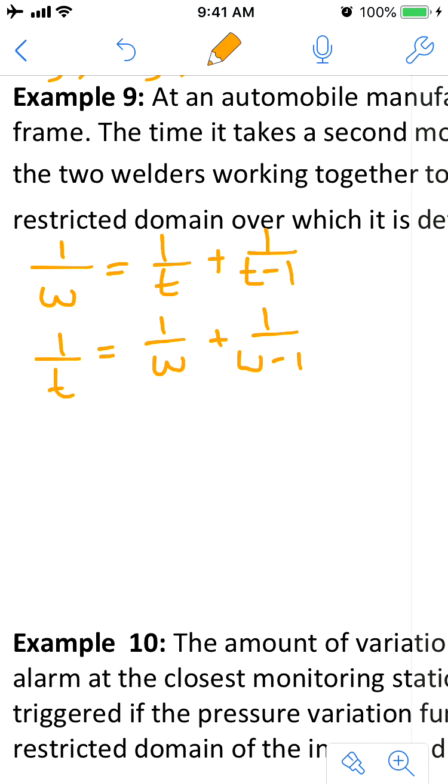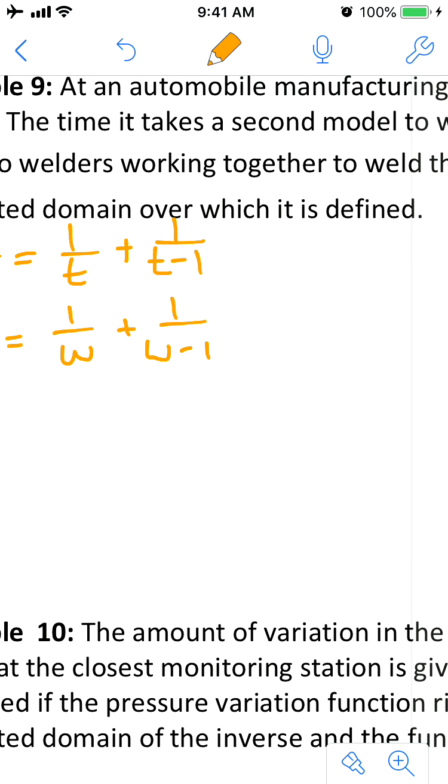That's not super complicated. Just switching letters, right? Just switch the letters. So this is now the inverse of the work function, right? It is rational. It does have unlike LCDs, so we're going to have to do some maneuvering. But I'm just going to multiply everything by the least common denominator, okay? The least common denominator here would be t, w, and w minus 1.